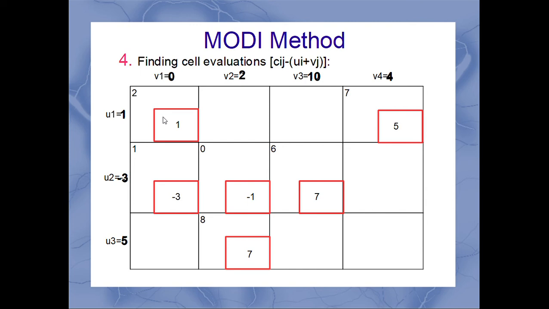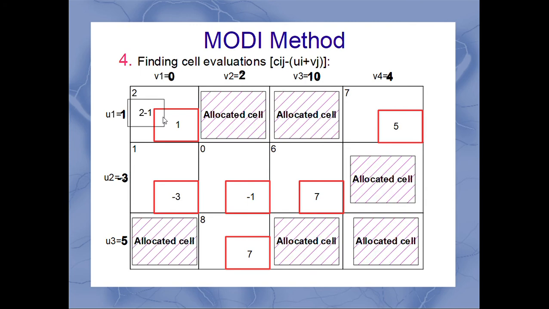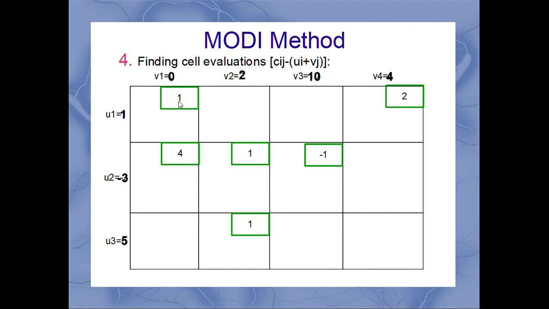Okay, 2 minus 1 equal to 1, 7 minus 5 equal to 2, 1 minus of minus 3 equal to 4, 0 minus of minus 1 equal to 1, 6 minus 7, 8 minus 7. Okay, so here these are all the net evaluation values, but here also we are having one negative number. So here we have to start our loop.